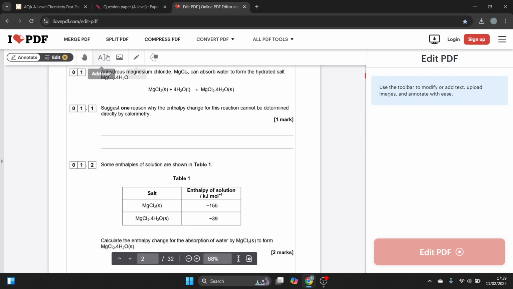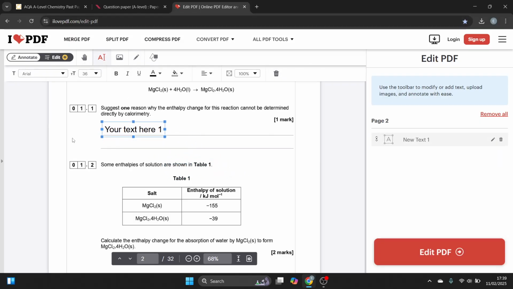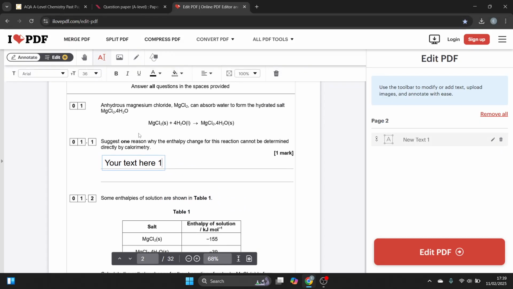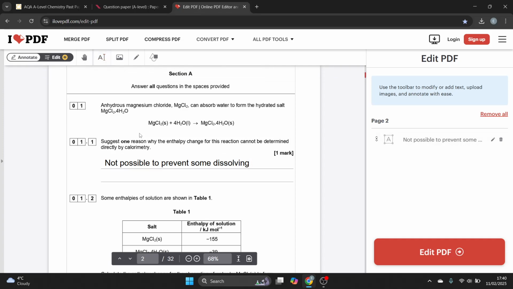Suggest one reason why the enthalpy change for this reaction cannot be determined directly by calorimetry. The idea that it's not possible to prevent some dissolving.